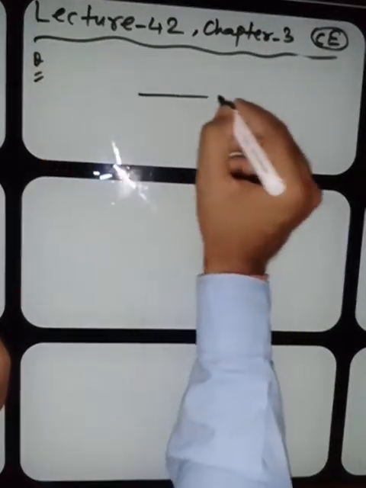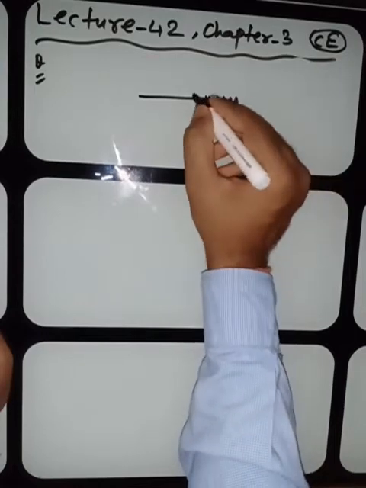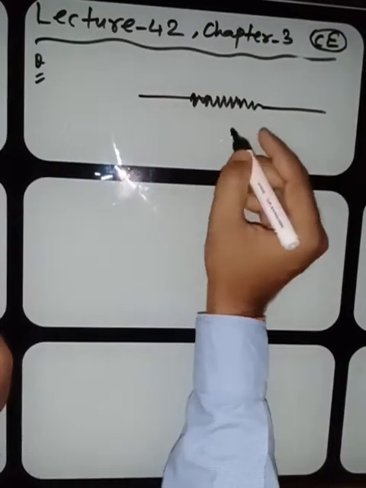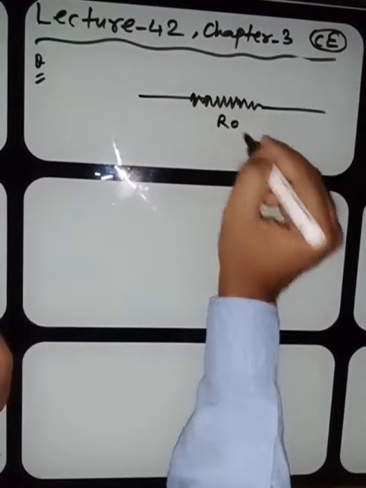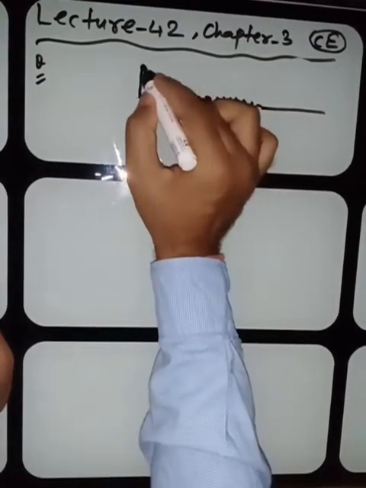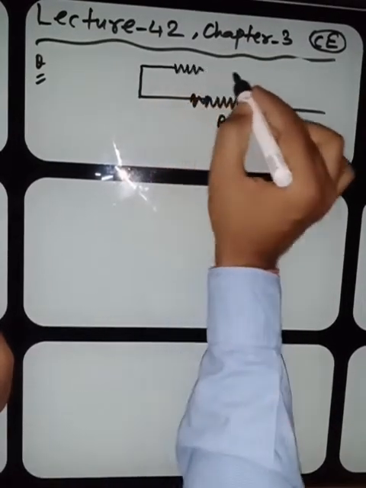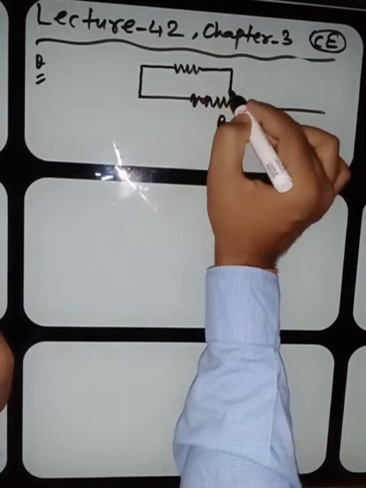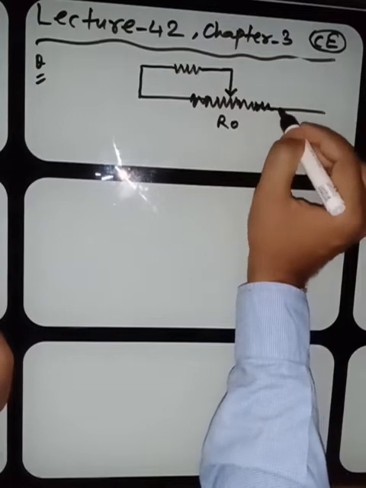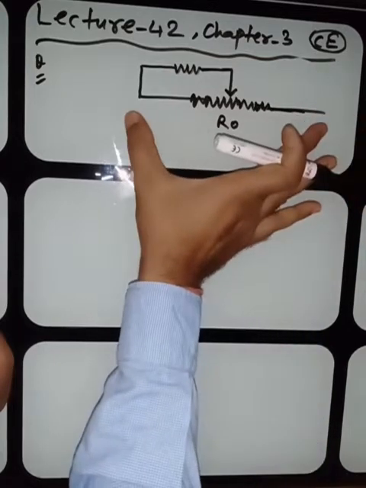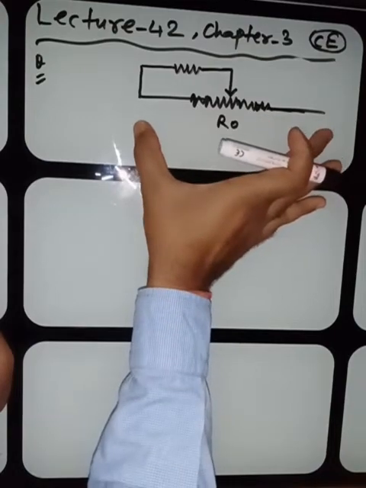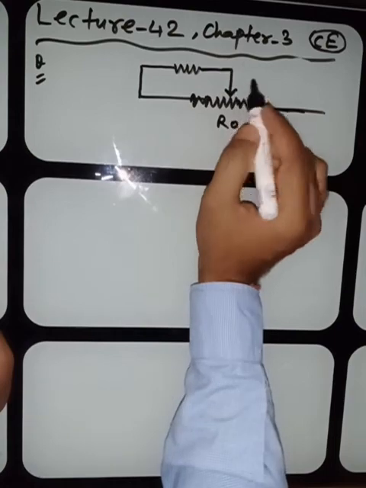Here is one resistor, suppose a wire of resistance R0. A variable resistor is tapped at the center. This is the center of the resistor. This is the resistor, total resistance is R0. At the center of this resistor, we tapped a variable resistor.